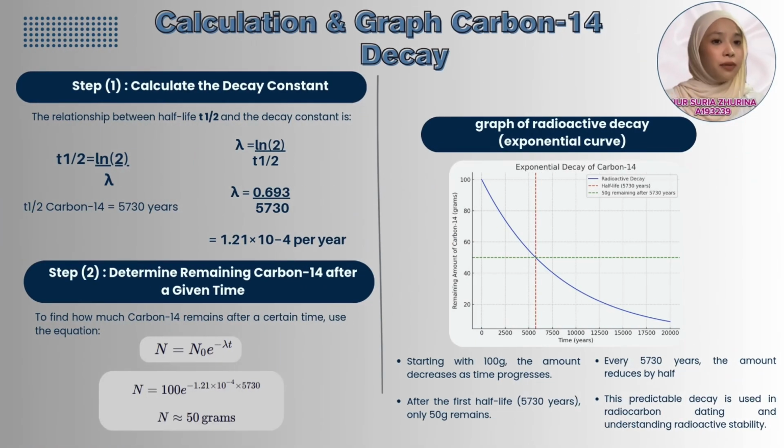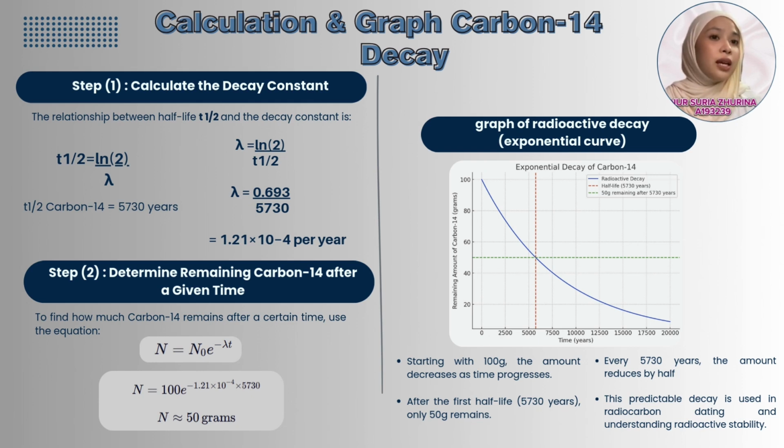Let's look at the decay of carbon-14, which is an example of radioactive decay. Step 1 shows how we calculate the decay constant using the relationship lambda equals ln 2 over T 1/2. In step 2, we calculate the remaining amount of carbon-14 after a given time using the formula. For example, after one half-life of 5,730 years, the remaining amount is 50 grams from an initial 100 grams.